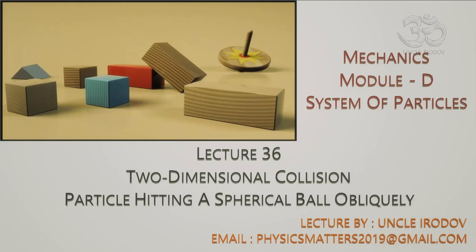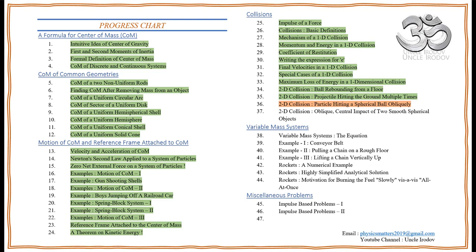Next, I think we can go off for a case where there is a particle that is hitting a spherical ball and it's an off-center collision. So the term that we have for such kind of collisions is oblique central impact. So let us say that there is a spherical ball.